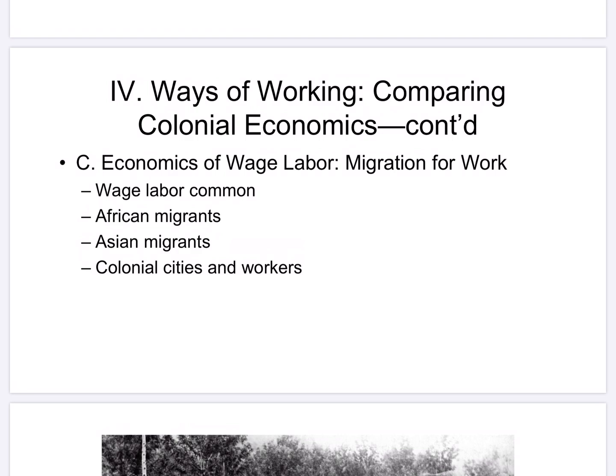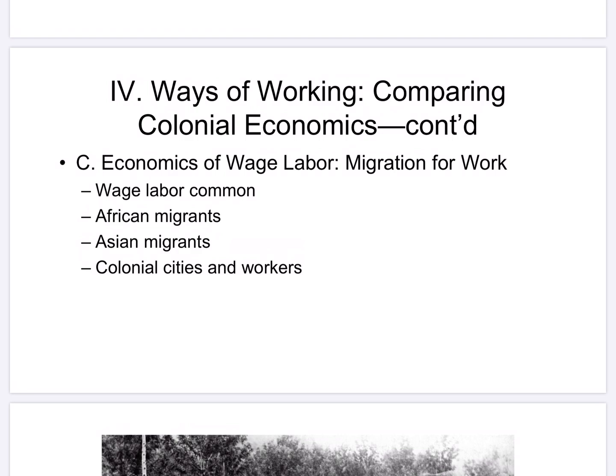Chinese migrants also settled in Manchuria, and they participated in the gold rushes of Australia and California. Australia, Canada, New Zealand, and the United States all limited their Chinese immigration in the late 19th century. Colonial cities attracted many workers. They were seen as centers of opportunity, but they were segregated, unsanitary, and overcrowded.